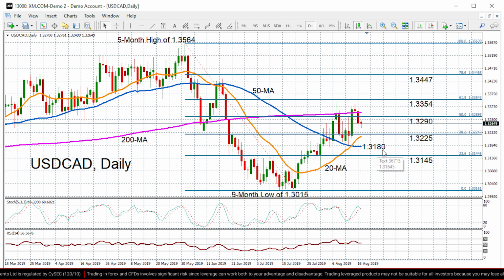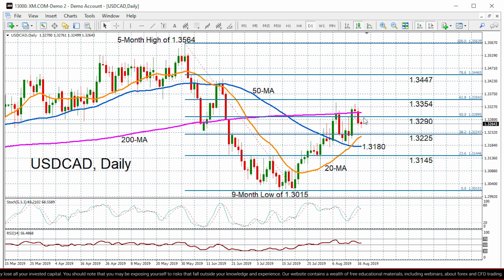If prices slip below the 50-day moving average, it would increase the downside risks, and it would risk shifting the neutral medium-term picture to a bearish one, and then we could see prices head back towards that 9-month low of 1.3015 we saw back in July.